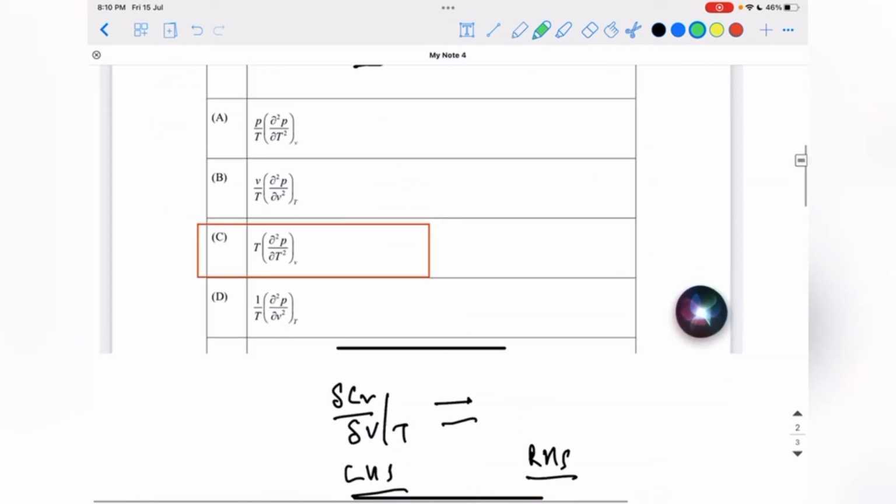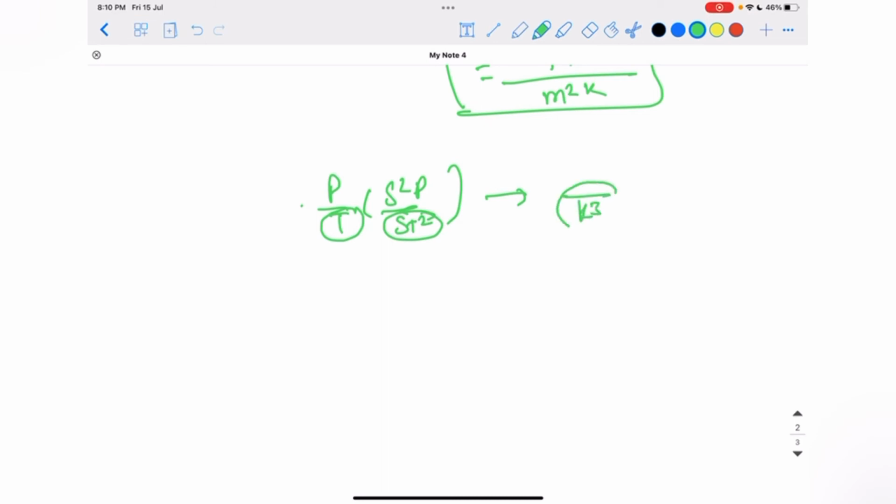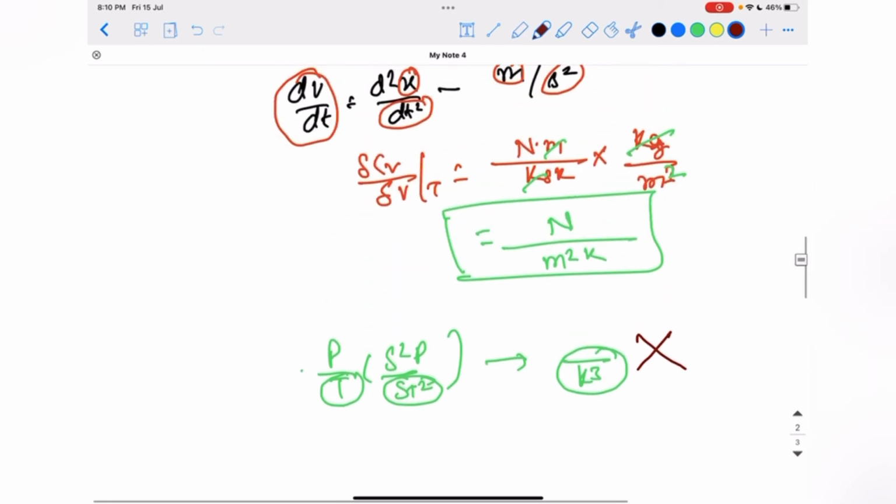The first equation is P by T del 2P over del T2. By inspection you can see that this is temperature and this is temperature with power 2. So 100% there will be Kelvin cube in the denominator. So this cannot be an option, since you will have a power of 3 in the denominator, because the pressure term does not have any Kelvin term.